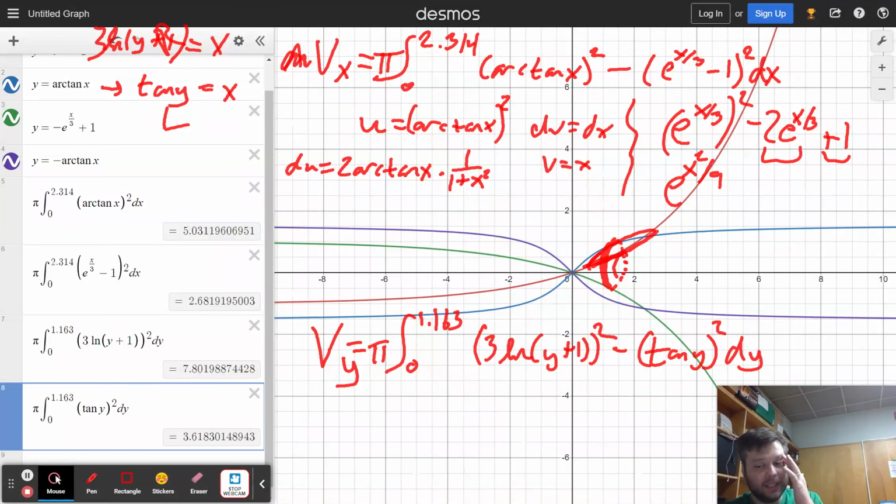So that's the process. I always feel a little bit unsatisfied when I have to just say, okay, you got to do it by technology. But part of the work was getting the setup and recognizing how to switch the functions around in terms of x and y.